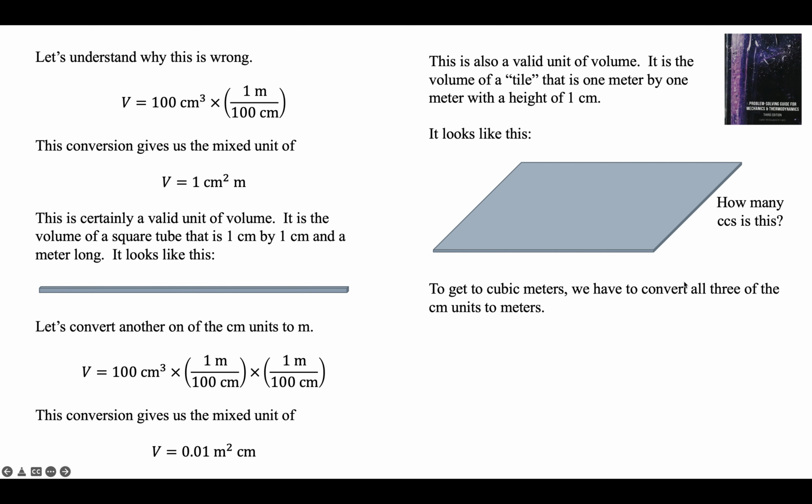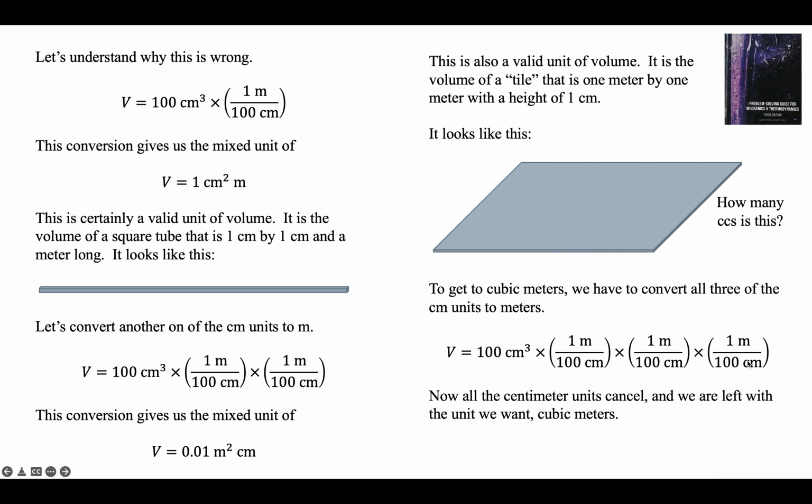To get to cubic meters, we have to convert all 3 of the centimeter units to meters. So we got to do it again. Now there's 3 centimeter units in the bottom. That's centimeters cubed. They all cancel. We multiply the numbers, and the unit is meters cubed, and we get 0.0001 cubic meters, 1/10,000th of a cubic meter. 100 cc's is 1/10,000th of a cubic meter.